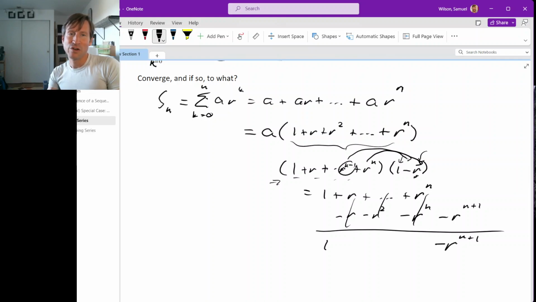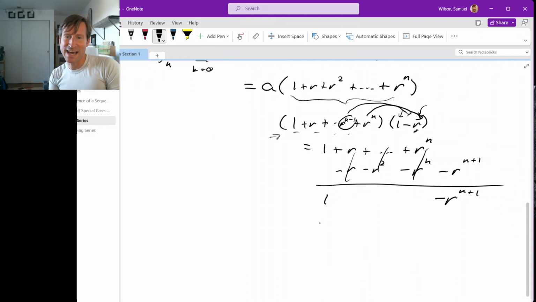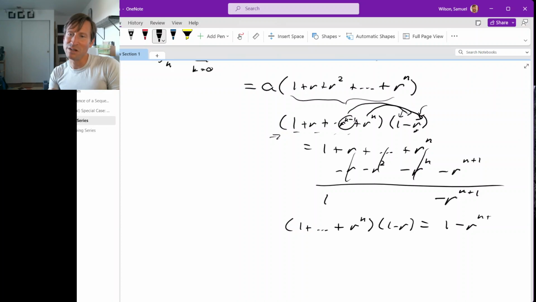So what we've just seen is that 1 plus r plus r squared and so on down to r to the n, times 1 minus r, is equal to 1 minus r to the n plus 1. But then if we divide both sides by 1 minus r, we get 1 plus r plus and so on down to r to the n equals 1 minus r to the n plus 1 over 1 minus r.